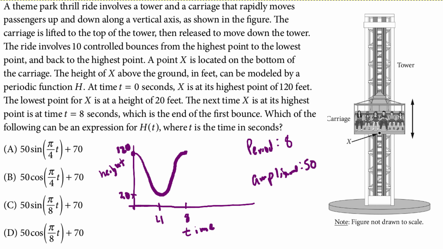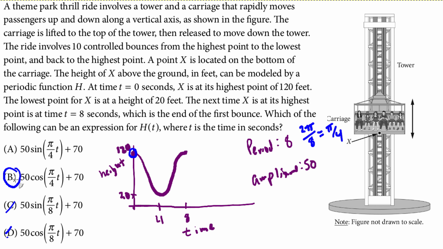The period, we use that to affect the input. We need to sort of squeeze or stretch horizontally. And the formula is sort of 2 pi over the period. The period's 8. And so we're going to have a pi over 4 inside, and that eliminates C and D. And now I want a 50, the last bit. If I want to start up at the highest point, cosine of 0 is 1, sine of 0 is 0. We want to start with cosine because that will be the highest point.